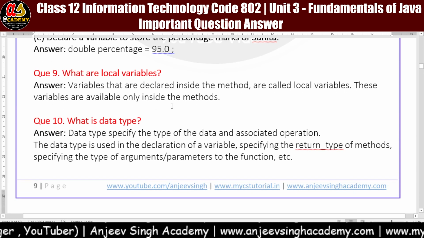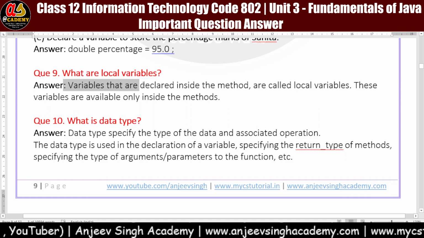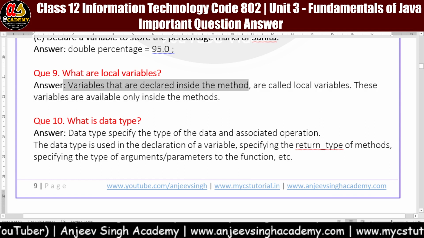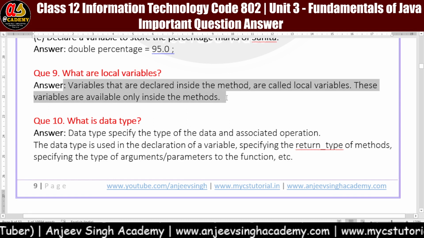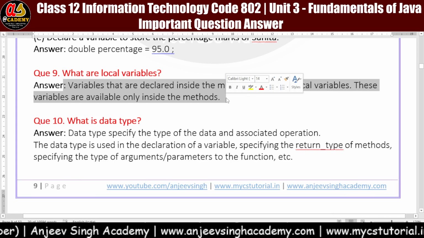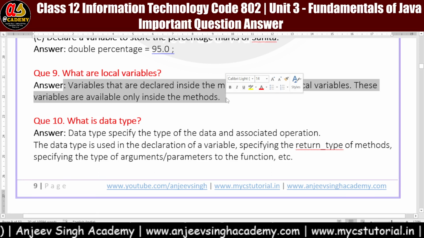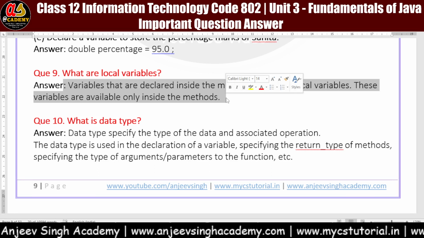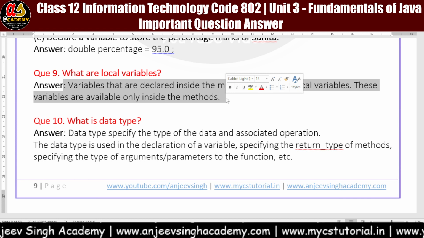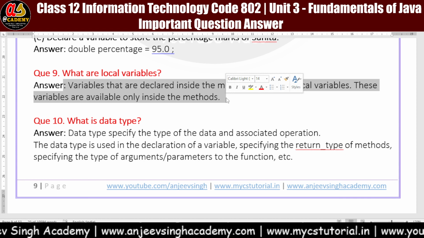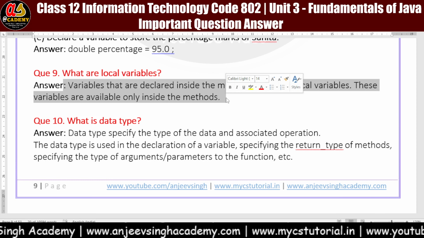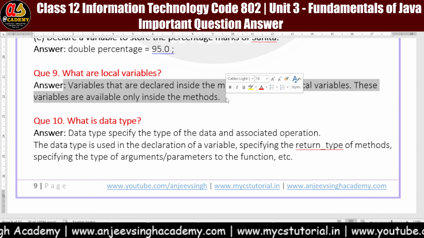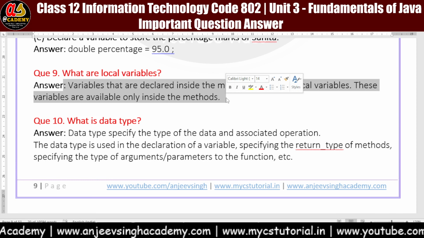What are the local variables? Variables that are declared inside a method are called local variables, and these variables are available only inside the method. It means if you have written any variable inside the main method and there is one more function, square, then inside square you are not able to use the variable which is declared inside main, or the variable declared inside square is not going to be used inside the main function.